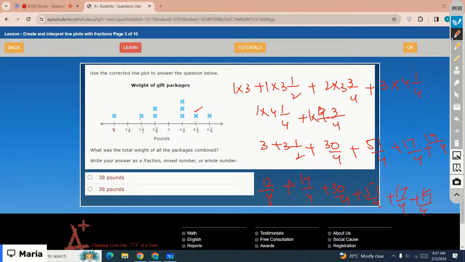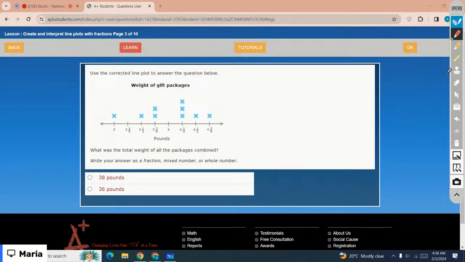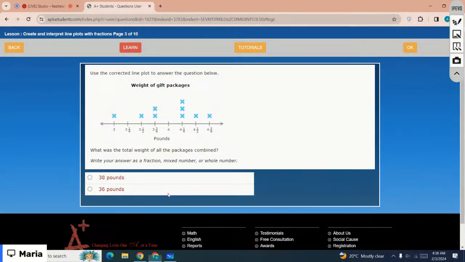Just add them all and divide by the 4. Hold on, let me just add. 12 plus 14 plus 30 plus 51 plus 17 plus 19. That is 143 divided by 4. That is 36 pounds. The correct option is, the complete weight is 36 pounds. So the correct option is 36. Got it? Option number 2 is the correct option.